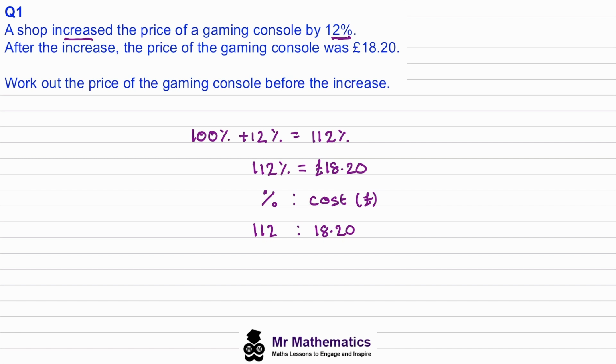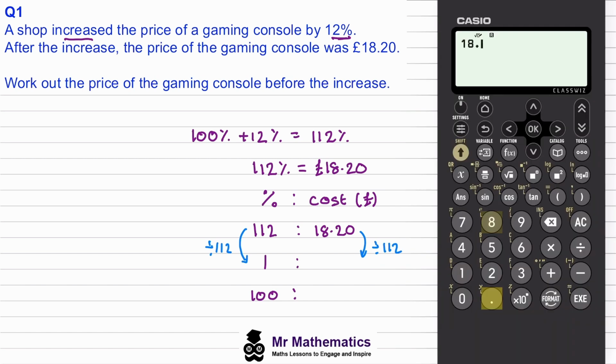And if we want to work out the original price before the increase, then we need to find 100%. So the question is, how do we go from 112 to 100? Well, the easiest thing to do is to work out 1%. And we can do this by dividing 112 by itself. And because we're doing this on the left-hand side, we have to do the same on the right-hand side. So we divide this by 112 as well. And 18.2 divided by 112 will give us 0.1625.